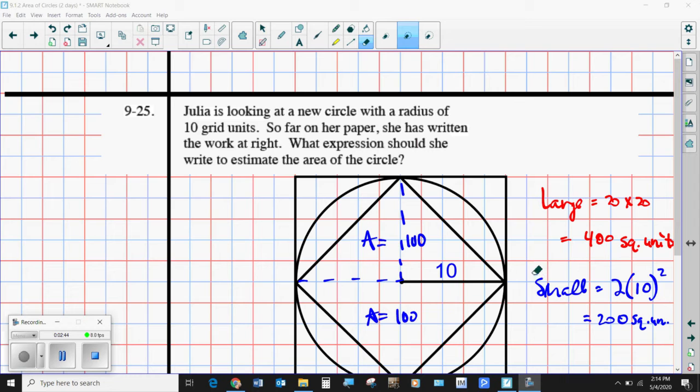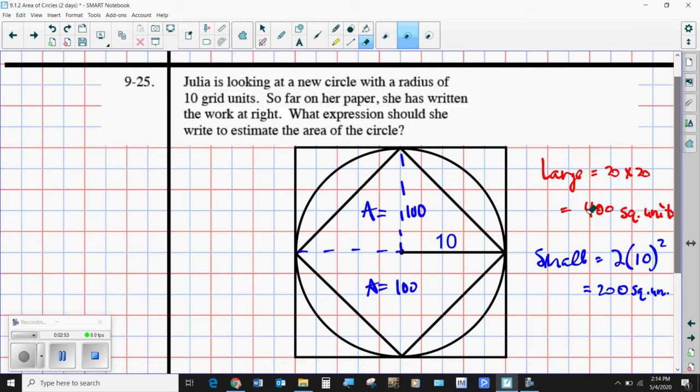All right, so this is the work that I've done so far. If the radius is 10, then the diameter has to be 20, and the diameter matches the side length of our larger square. So 20 times 20, the larger square is going to be 400 square units. We learned yesterday that the smaller square is going to be equal to 2 times the radius squared, which is 200 square units in this case.